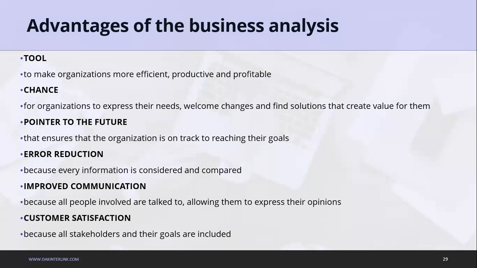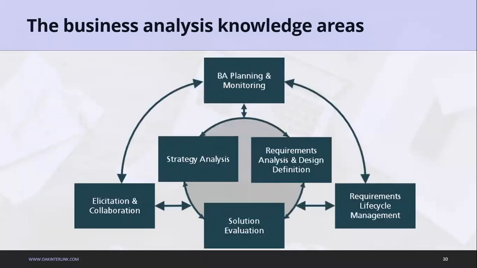You understand? Now, customer satisfaction is another advantage of business analysis, because all stakeholders and their goals are then included in what is being done. Now, business analysis has 6 knowledge areas you must be knowledgeable about. When we say you must be knowledgeable about, it means you must have basic knowledge of all these areas. And these are different areas of business analysis. You understand? Every business has different areas you need to analyze. So there's the planning and monitoring, there's the strategy analysis, there's the requirements analysis and design definition, there's the elicitation and collaboration, there's the solution evaluation, and there's the requirements lifecycle management.